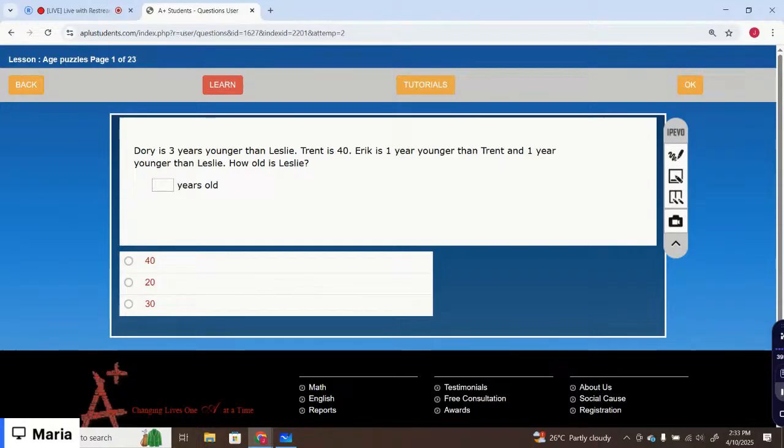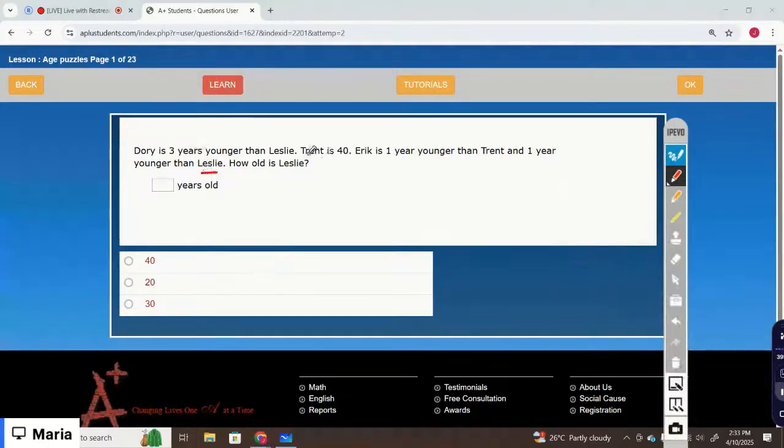Dory is 3 years younger than Leslie. Trent is 40. Eric is 1 year younger than Trent and 1 year younger than Leslie. How old is Leslie? Okay, so we need to find the age of Leslie, right? And we are given the age of Trent. Trent is 40 years. Eric is 1 year younger than Trent, and 1 year younger than Leslie. Dory is 3 years younger than Leslie.